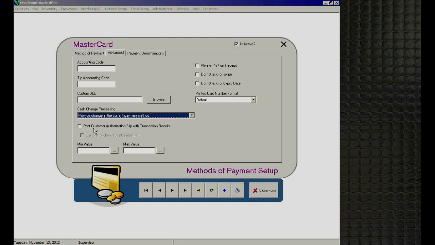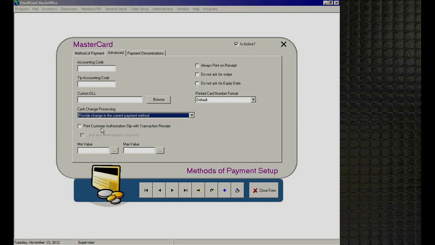Okay, next one down here is print customer authorization slip with transaction receipt. It's pretty self-explanatory here. The customer authorization slip is the credit card authorization slip, and it prints at the same time as the transaction receipt. So basically, rather than have two separate print jobs, you have the receipt print off with the credit card slips at the same time. It just saves that double-hit process. So this way, if they're going to pay for it on MasterCard, then here are your two charge slips, and along with this, we've auto-printed the receipt as well, all at the same time.